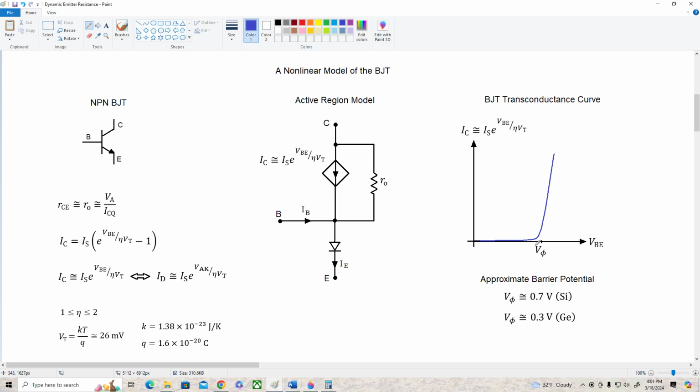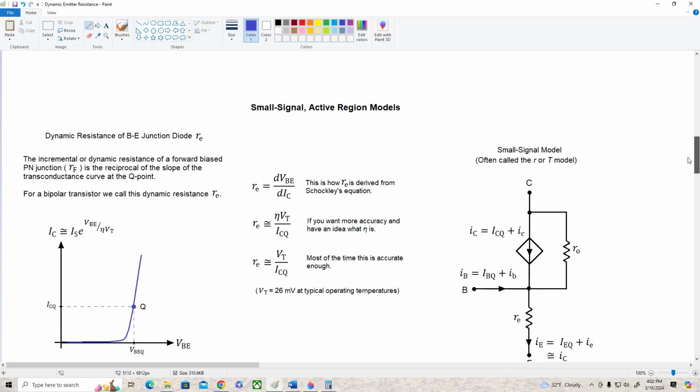All right, remember we're also assuming the barrier potential, V sub phi, is about 0.7 volts for silicon devices and 0.3 volts for germanium. Okay, now I left the diode symbol in this model because I wanted to emphasize the relationship to Shockley's equation, but when we use this model in a small signal amplifier, we're going to replace the diode with what's called its dynamic resistance, and that's what we'll talk about next.